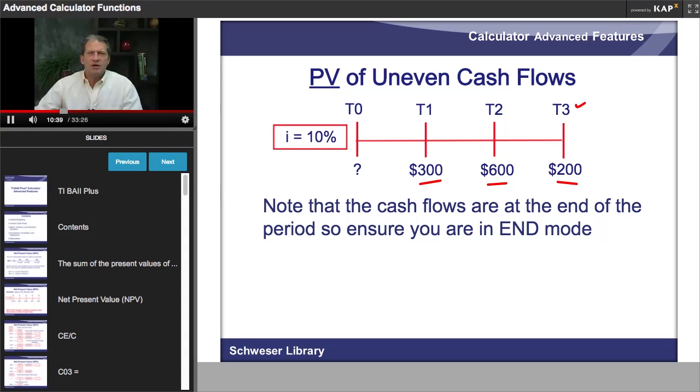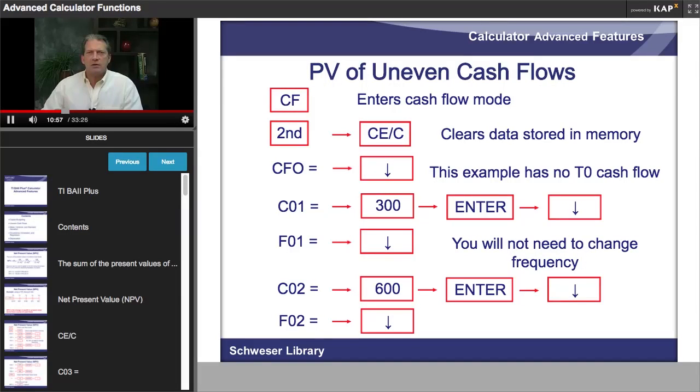Time 3 years from now, it's the end of the, I guess, second or third year, however you want to count them. But we've got payments at the end of the first period, the end of the second period, and the end of the third period. So we're in end mode here, and we're going to put those cash flows in just like we did for net present value, except we're going to leave CF0 at 0.